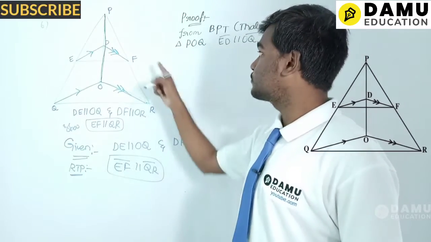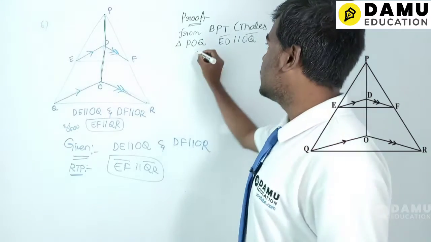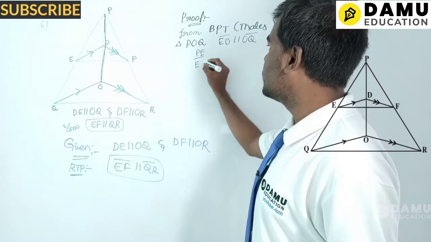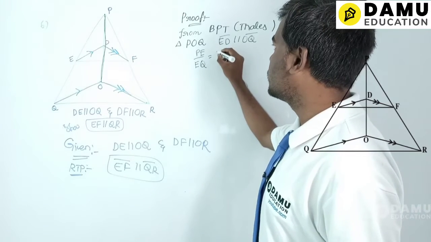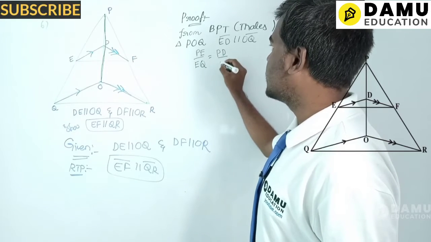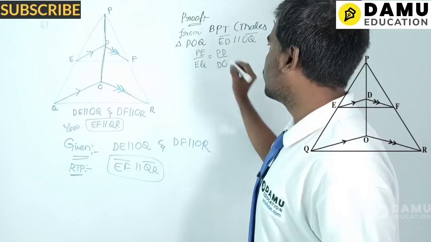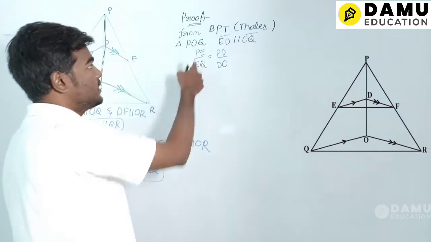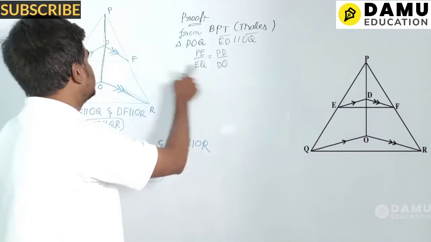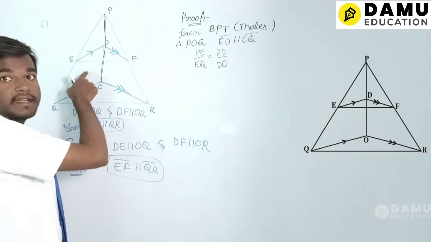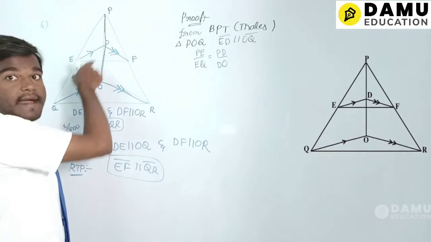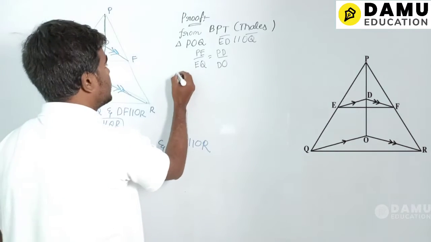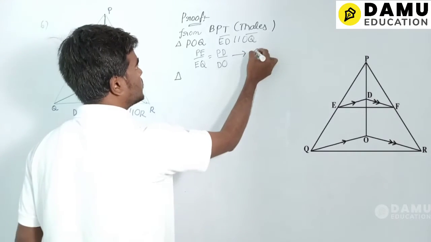That means you can write PE by EQ will be equal to PD by DO. It is dividing in this ratio. Why? Because ED is parallel to the third side, that is OQ. So PE by EQ will be equal to PD by DO. This is equation 1.